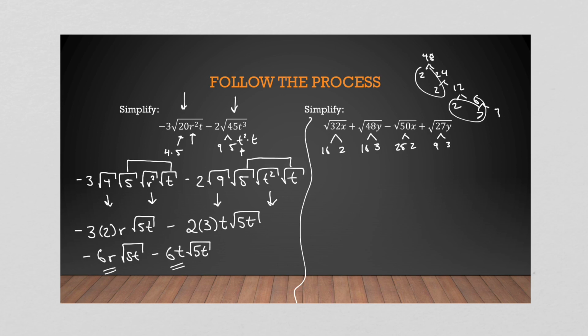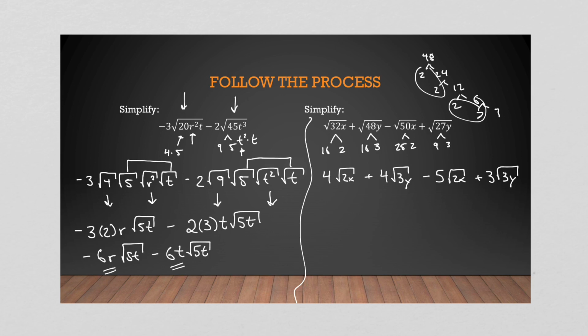So 32x becomes, the 16 breaks out as 4, and I'm left with 2x underneath. And then the 16 breaks out here as 4, and I'm left with 3y underneath. And then the 25 breaks out as a 5, and again I'm left with a 2x underneath. And then the 9 breaks out as a 3, and I'm left with 3y underneath.